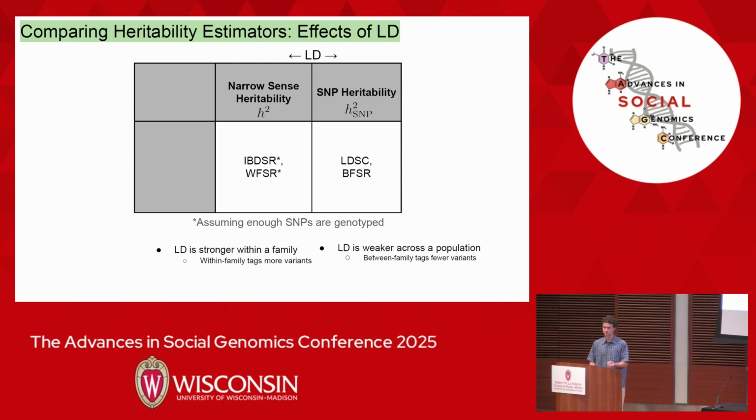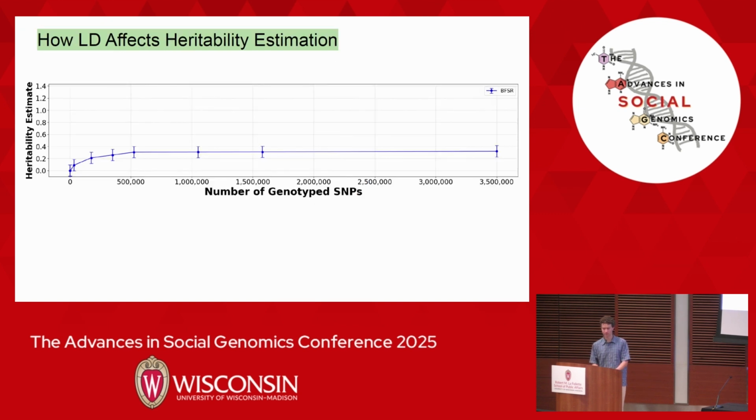That's because the LD within a family is a lot stronger. So if 2 siblings have the same genotype at a SNP, there's a good chance they share a huge chunk of the chromosome nearby together. But if 2 random people in the population have the same SNP, maybe they'll share a few SNPs nearby, but often they won't share many, so that will tag just a few of the SNPs.